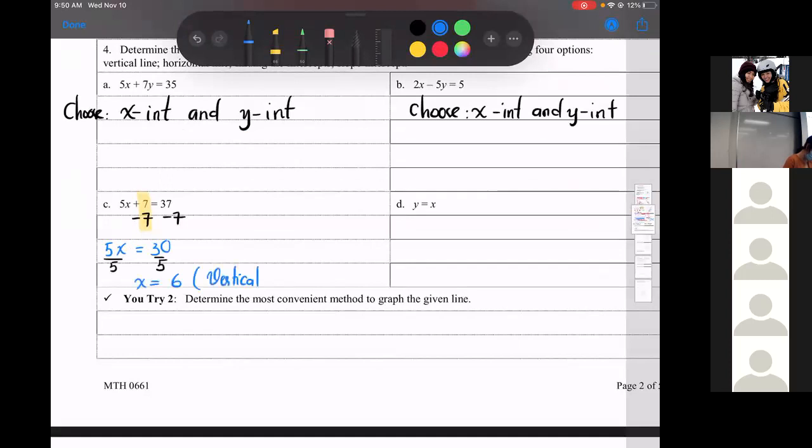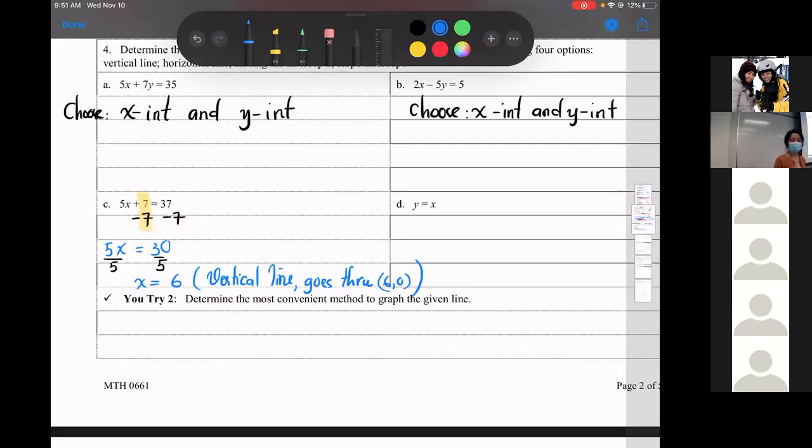Yeah, a vertical line. I'm running out of space, so I'm going to say it goes through like that. It goes through 6, 0. Wait, how come we solved it for this? Because this one has no y, and if it's missing one of the variables, it's either vertical or horizontal, right? Are you clear on number C? Okay, clear.